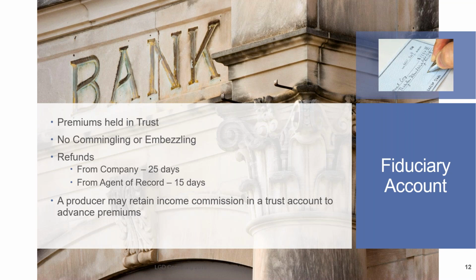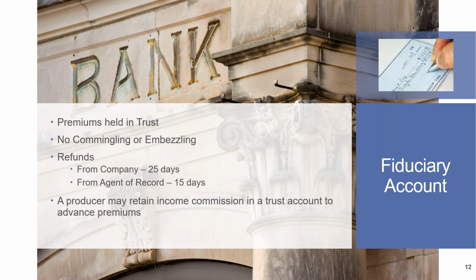All right, so you take premium, you put in an account, you process the application, the insurance company sweeps the account, takes the premium money, and basically puts the policy on the books. Now, if a client chooses to cancel the policy, if the refund is coming directly from the company, the insurance company has to refund the money within 25 days of getting the notice of cancellation.